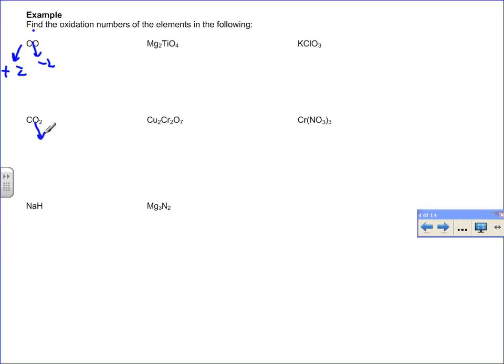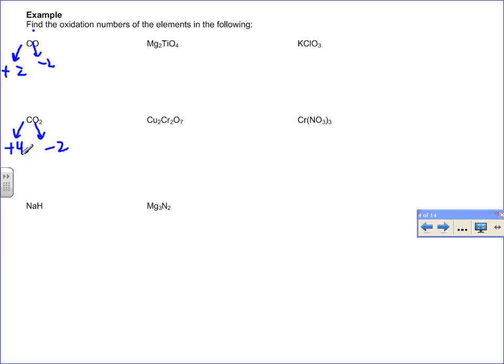Okay, if we look at carbon dioxide, okay, oxygen is -2. Okay. In order for the sum of the oxidation states in carbon dioxide to sum to 0, the carbon in this case needs to be +4, okay, because there are 2 oxygens, so that gives a total of -4. So the carbon must be +4 in order to have a 0 sum.